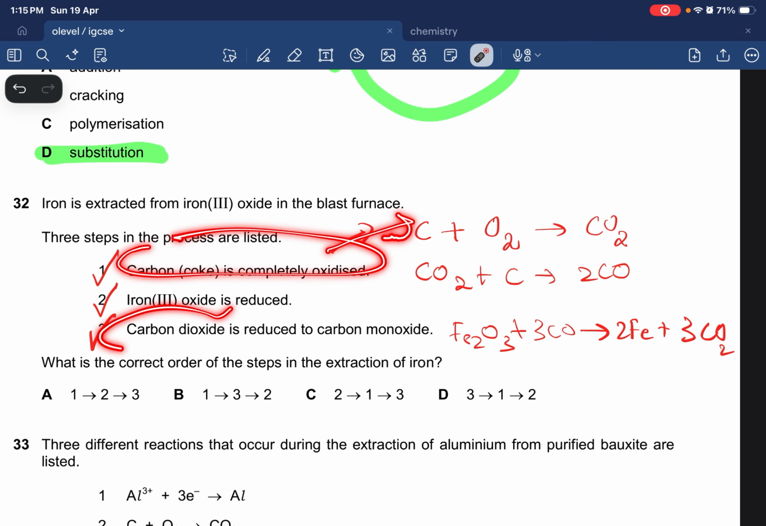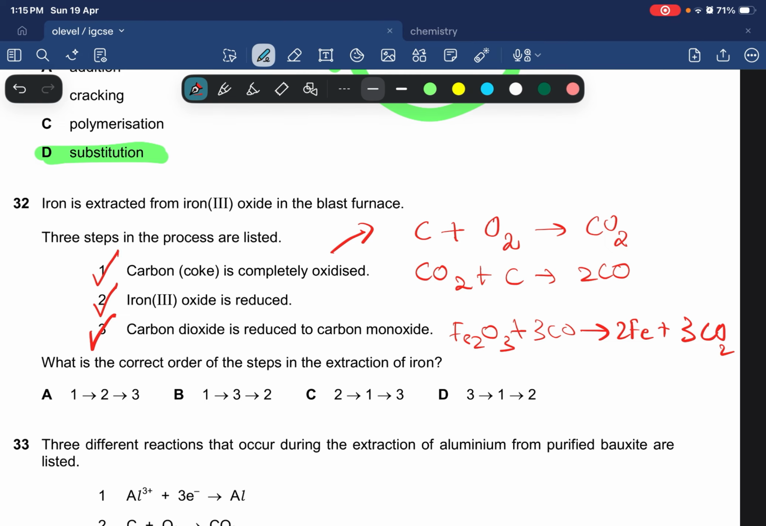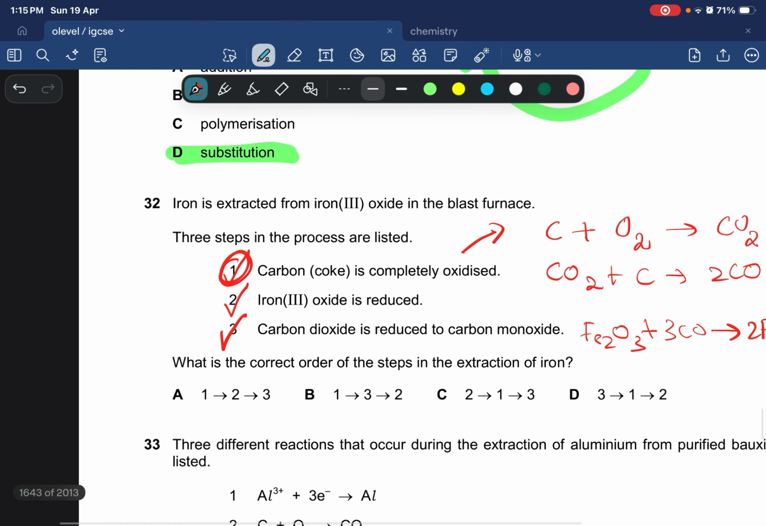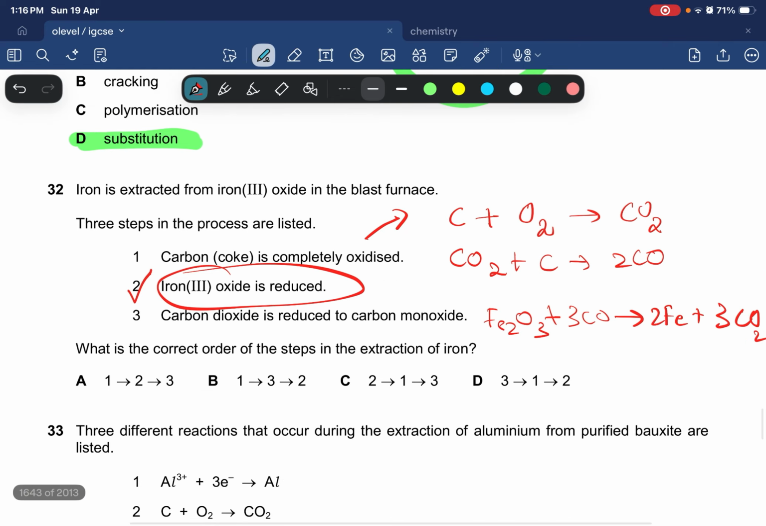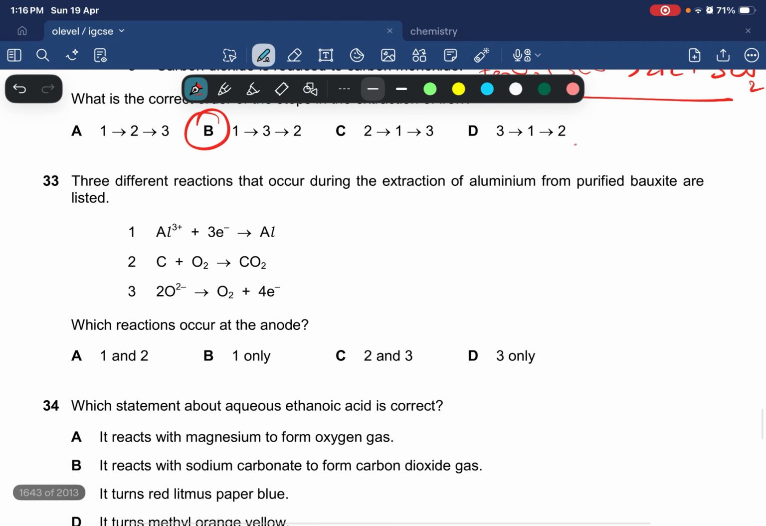Then carbon dioxide is reduced to carbon monoxide. You can see it's the reduction reaction. Why? Because carbon dioxide is losing an oxygen to form carbon monoxide. Carbon dioxide has 2 oxygens, but carbon monoxide has 1 oxygen. So this is a reduction reaction. So first this is going to happen, then this is going to happen, 1 3, and then iron oxide is reduced to form iron in the last step. So 1 3 then 2, which is option B.